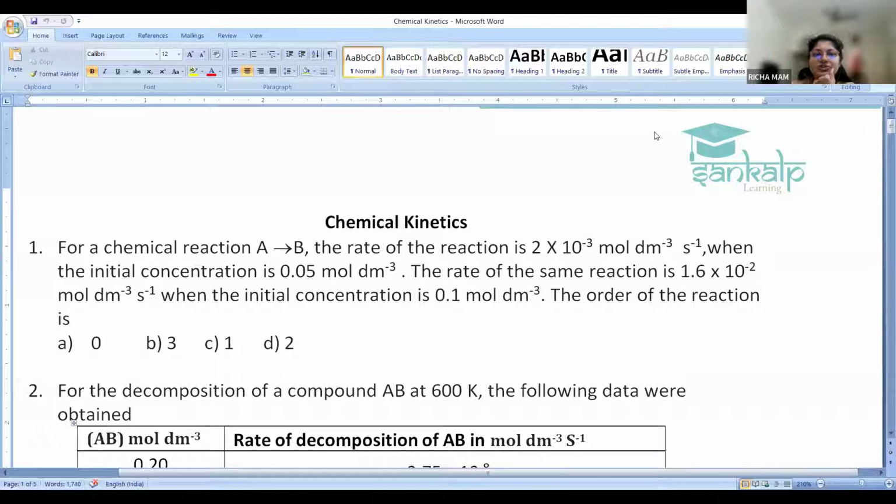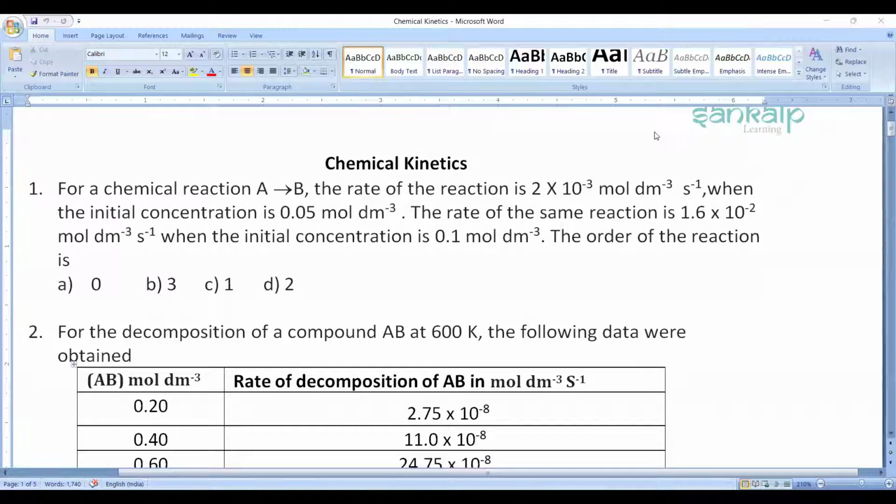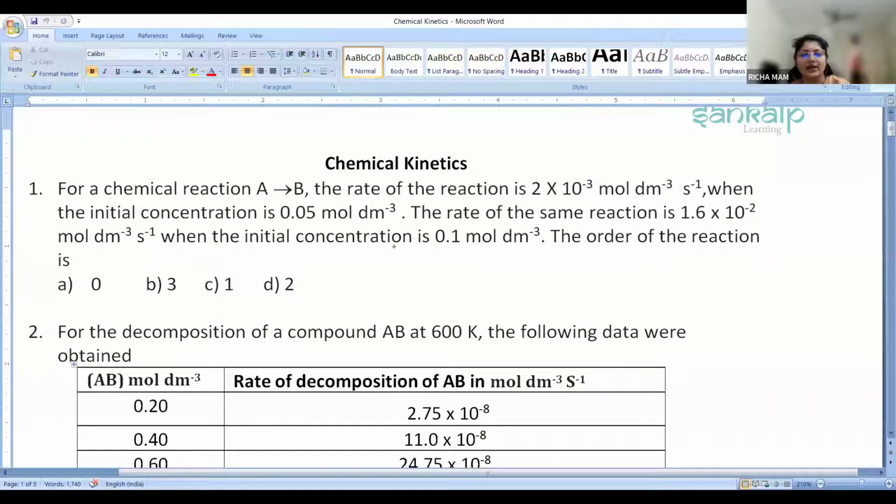For the decomposition of a compound AB at 600 Kelvin, the following data were obtained. So this is the data which was obtained when the compound AB decomposed. You can see the data.